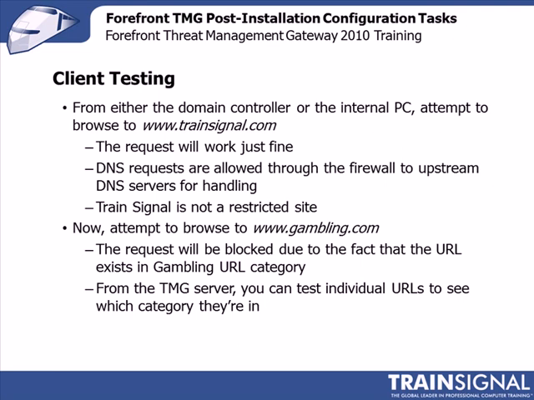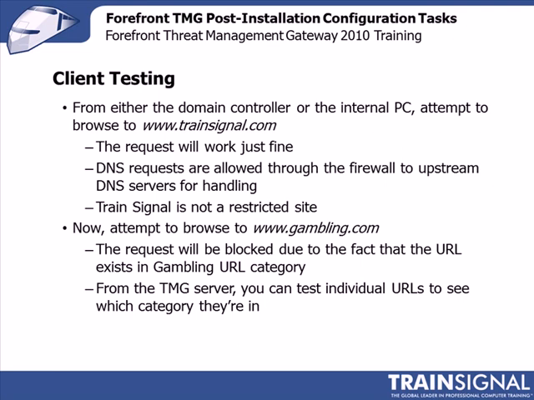Now let's see if these rules actually work by doing some testing. Global Mantics just happens to have a Windows 7 desktop for just this very purpose, sitting on their internal network. The first thing we're going to do is attempt to browse to www.trainsignal.com. And this request you're going to find will work just fine because it's not a restricted site and there's nothing nefarious about TrainSignal. And we've allowed DNS requests through the firewall to enable access to external DNS servers, basically upstream DNS servers, so that we can get appropriate DNS activity happening.